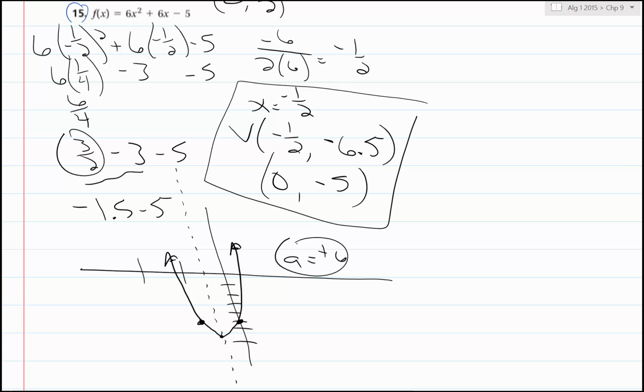So in your round table, the last thing we're going to do is add on the actual graph, and that's how we do it. Plot your points. Okay, so we're going to start with the vertex, add in the axis of symmetry right down the middle, and then use your y-intercept to make a graph. Double check with the a value.